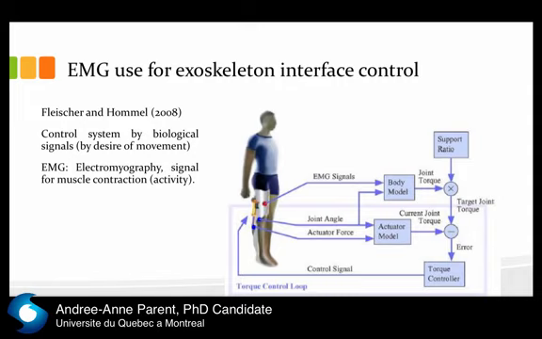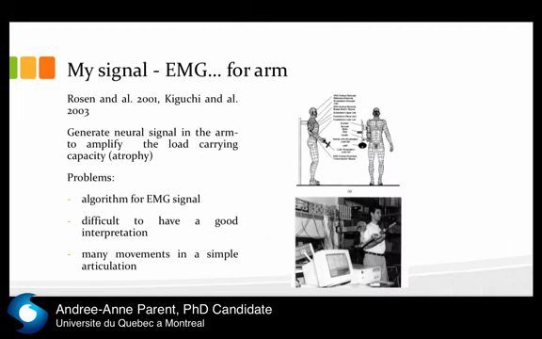It's a control system by biological signal. It's the EMG signal. It's a desire of movement. So you will see this kind of system with Dr. Bélanger. EMG stands for electromyography signal for muscle contraction. So it's the signal before the activity. Another example: well, you have EMG, but for the arm, you can use it also. It's for all the muscles, but I want to show you some examples.